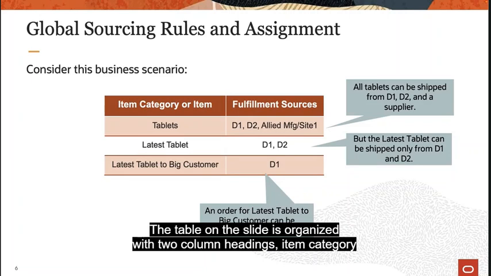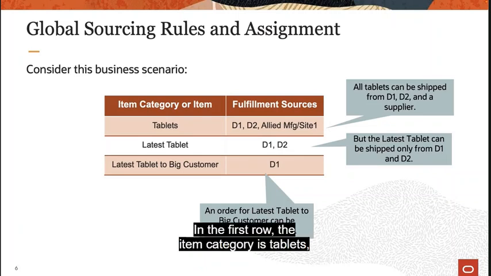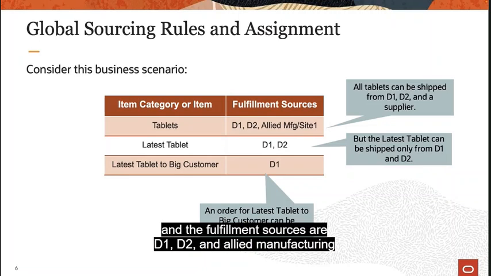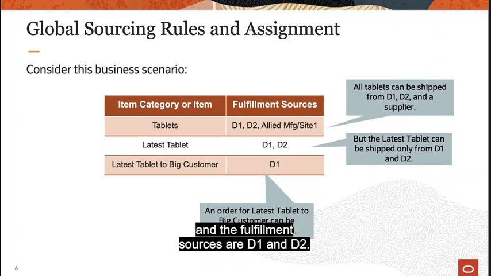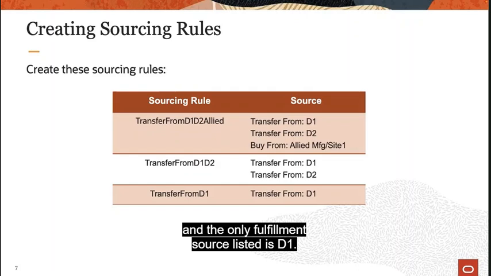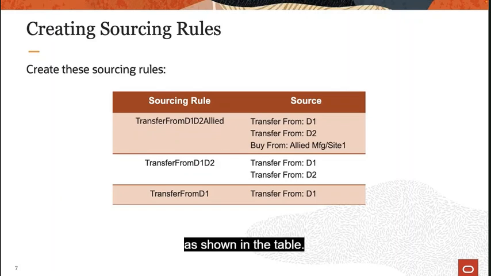The table on the slide is organized with two column headings: item category or item, and fulfillment sources. In the first row, the item category is tablets, and the fulfillment sources are D1, D2, and Allied Manufacturing with the supplier site 1. In the second row, the item is latest tablet, and the fulfillment sources are D1 and D2. In the third row, the rule is latest tablet to big customer, and the only fulfillment source listed is D1. To model this business scenario, you'll create three global sourcing rules as shown in the table.